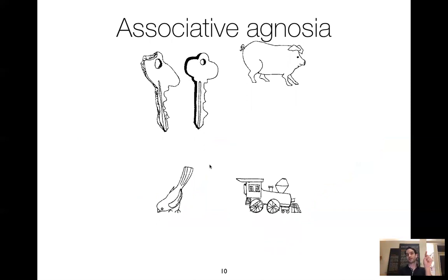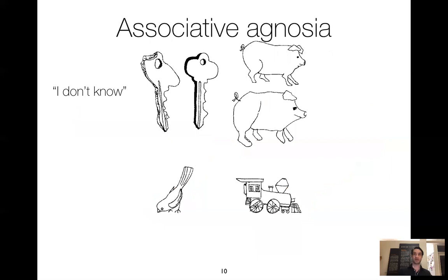But if you ask them, hey, what did you just draw? They're going to say things like, I don't know. They're not going to be able to tell you what it is. If you ask them to draw a pig, they can do that just fine. And they can maybe get in the ballpark, tell you it's a dog or maybe an animal, but they can't say, oh, that was a little pig.